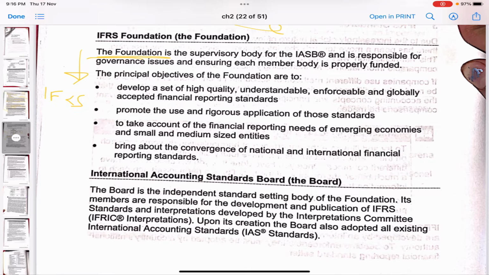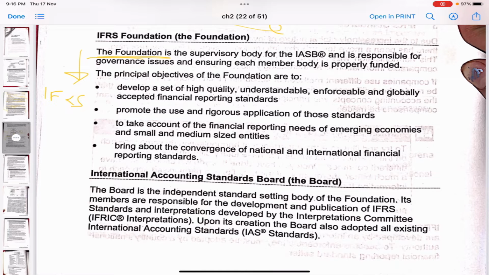So, who is the supervisory body for the IASB? The IFRS Foundation is the supervisory body for the IASB. So, what is the duty of the IFRS Foundation, or what is the duty of the foundation? The duty of the foundation is to ensure that each member body is properly funded. So now let's see what the principal objectives of the IFRS Foundation are.